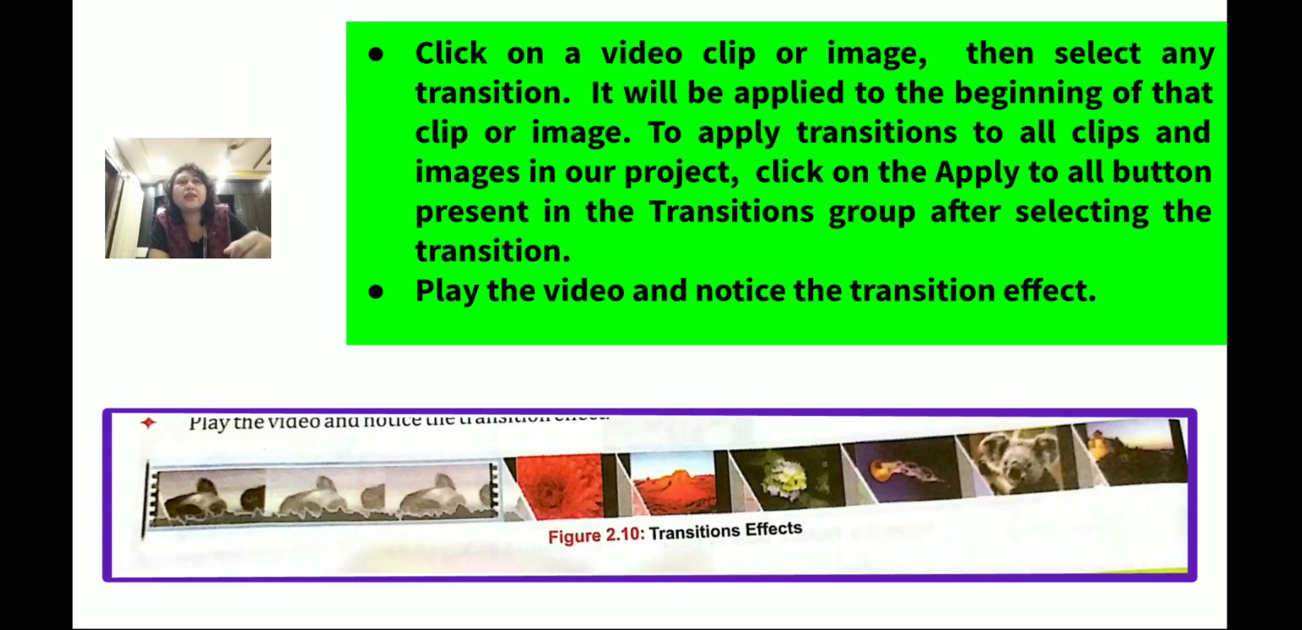Then we have to click on any video clip or image and select any transition, and it will be applied at the beginning of the clip or the image. And if you want to apply to all the clips or the images, we simply click on the apply to all button, as we do in PowerPoint. You will see that the transition will be applied to all the clips. We just play the video and you will notice the transition effect. You can see on the screen how transition effects are applied on the clips. So this was all about transition effects, how to apply transition effects on our movie in Windows Movie Maker.